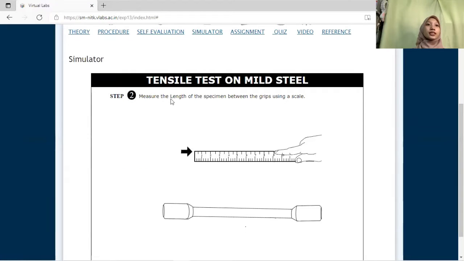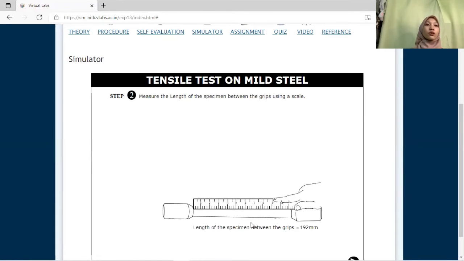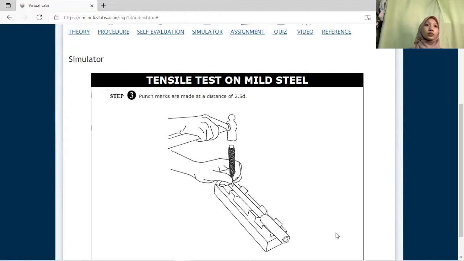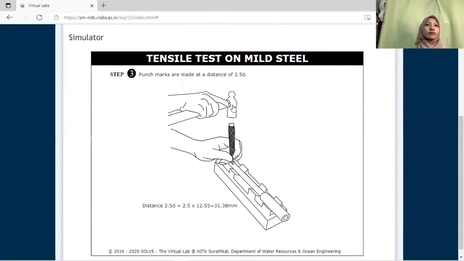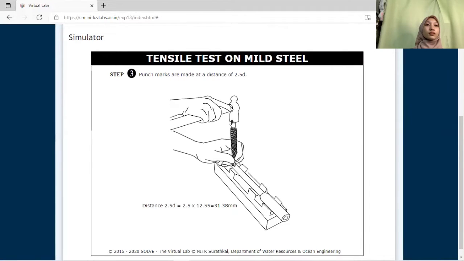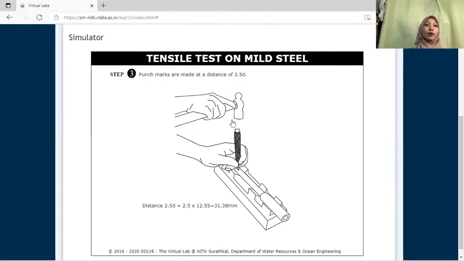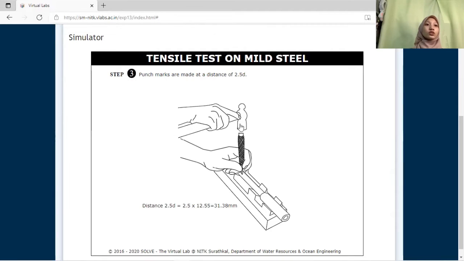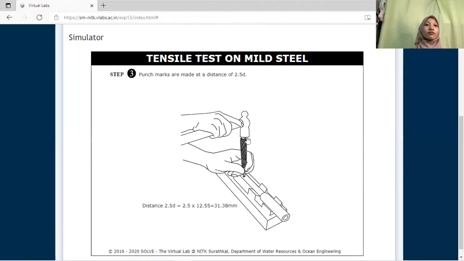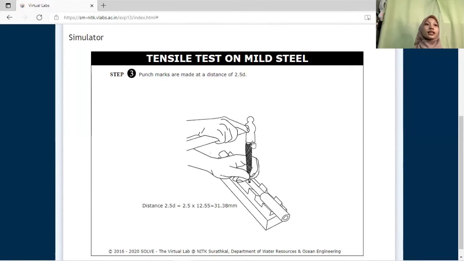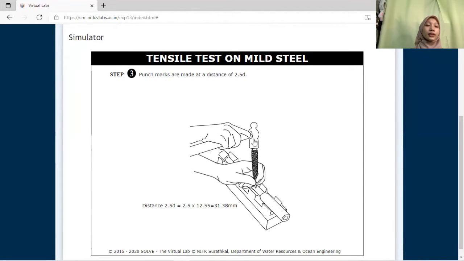Step 2. Measure the length of the specimen between the grips using a scale. So, the length of the specimen between the grips is 192 mm. So, punch marks are made at a distance of 2.5 diameter. So, the distance 2.5 D is equal to 2.5 multiplied by 12.55 mm, which is equal to 31.38 mm.